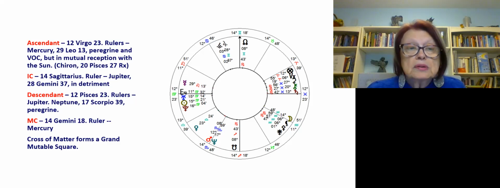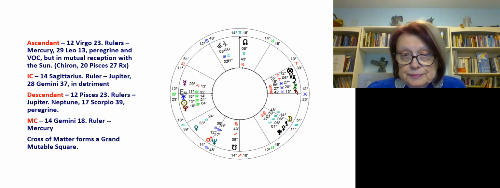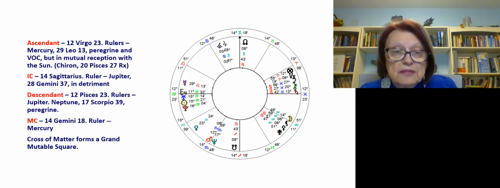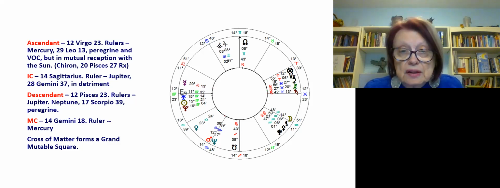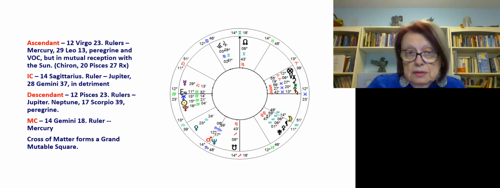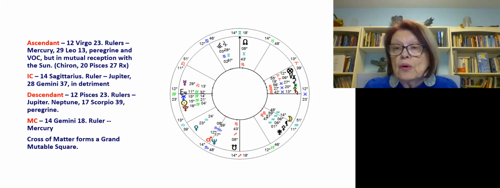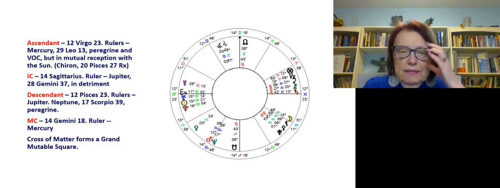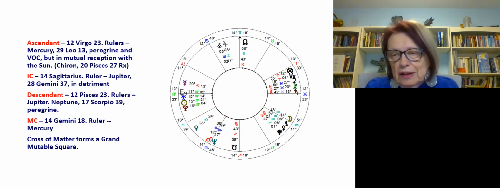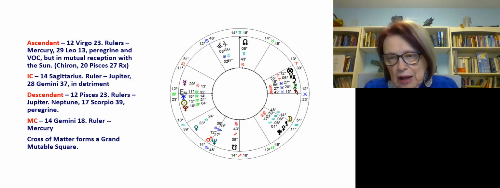Neptune's in Scorpio, and it's peregrine. Now, of course, it makes some lovely aspects to the Uranus, Sun, Pluto conjunction in the first house, which of course they're all within spitting distance of that ascendant. But again, these energies are not necessarily particularly grounded.